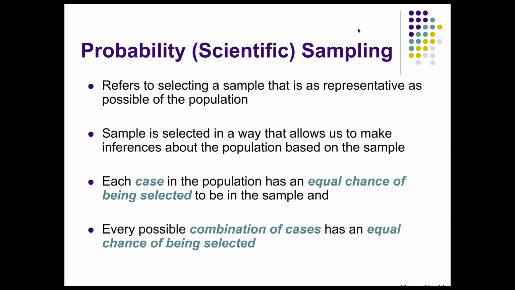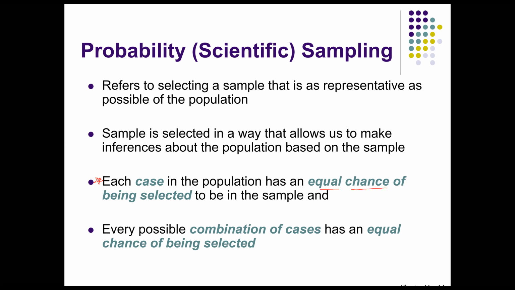The key features here, and there are two key features. First, each case in your population, if we're talking about our sample being people, each person in your population has an equal chance of being selected, being chosen to be in your sample. So if you have CSUN students, and we'll say that there's 40,000 students at CSUN, if that is our population, every student at CSUN has an equal chance of being selected to be in our sample.